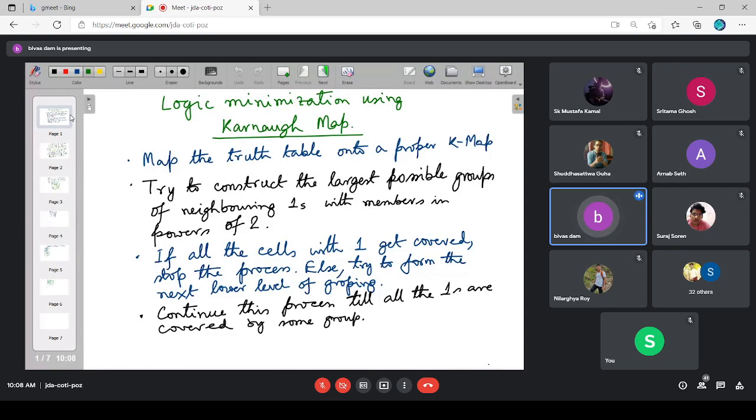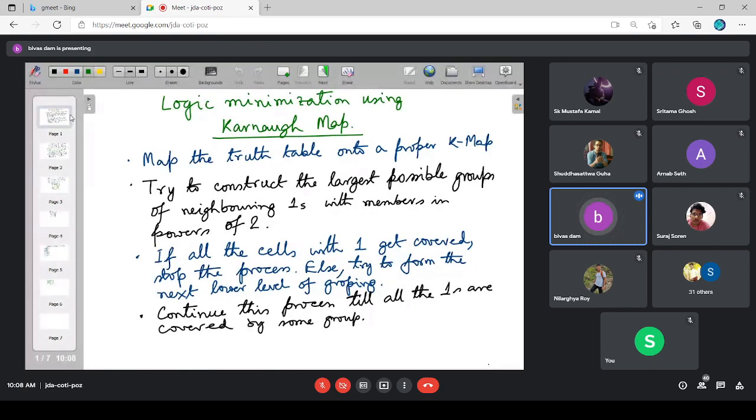Then after checking those things, we will go one step below. That means we will now have n is equal to 3, that means with 8 cells in the neighboring group. Then 4 cells in the neighboring group. Then 2 cells in the neighboring group. Then only a single cell in the neighboring group. So that's what I have written here.